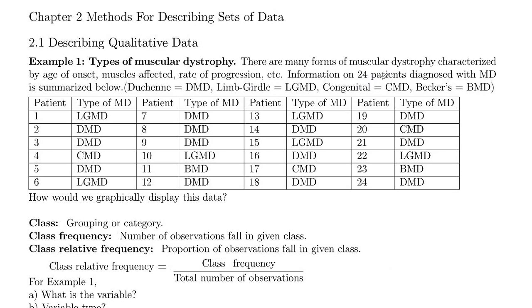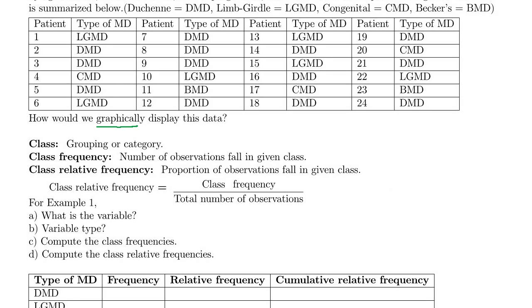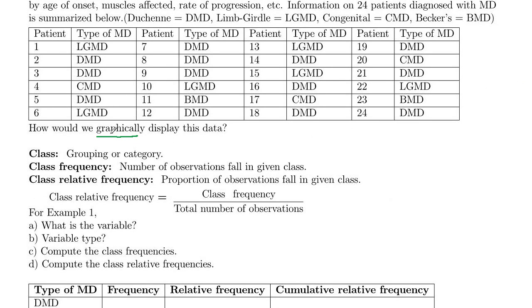So we have here 24 patients that were diagnosed with muscular dystrophy, and they're summarized in the table below. We've got patient number and then the type of muscular dystrophy, 1 through 24. So there's our data. And we want to know, how would we graphically display this data? Well, one way to do this is in what's called a frequency distribution, which is a bar graph for frequency. So we'll need classes, which are our groupings or categories, which are going to be the types of muscular dystrophy.